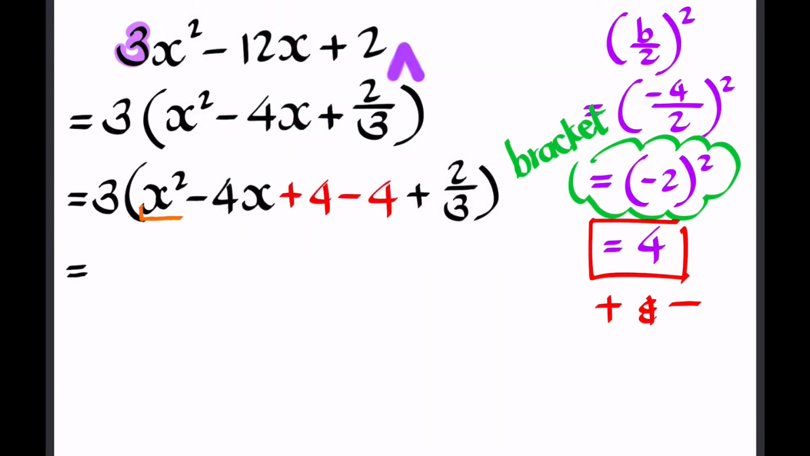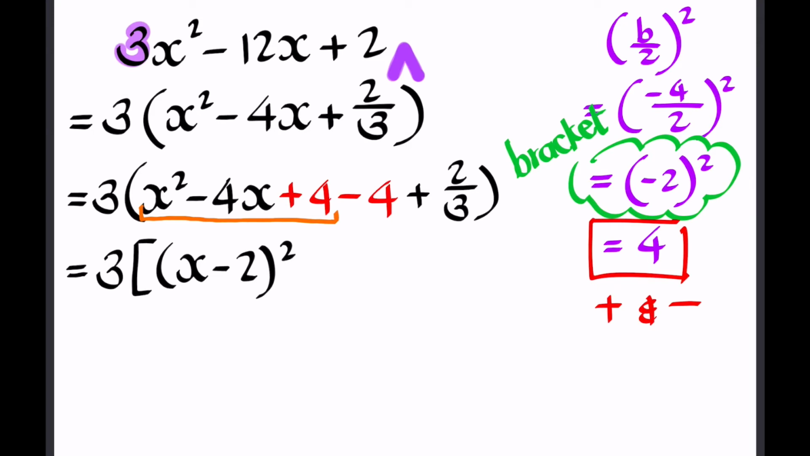So now inside this bracket, I've created a perfect square trinomial. I'm going to keep the 3 on the outside for the moment. And now I'm going to open a square bracket because I'm going to put a round bracket inside. So x squared minus 4x plus 4 factorizes as x minus 2 all squared. Then I'm going to say minus 4 plus 2 over 3, and I'm going to get negative 10 over 3.